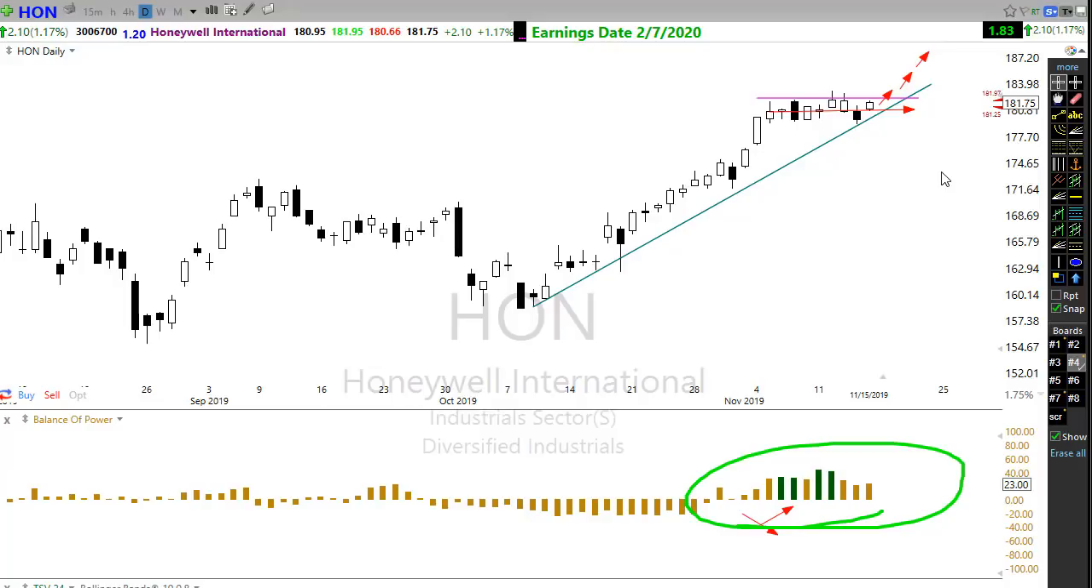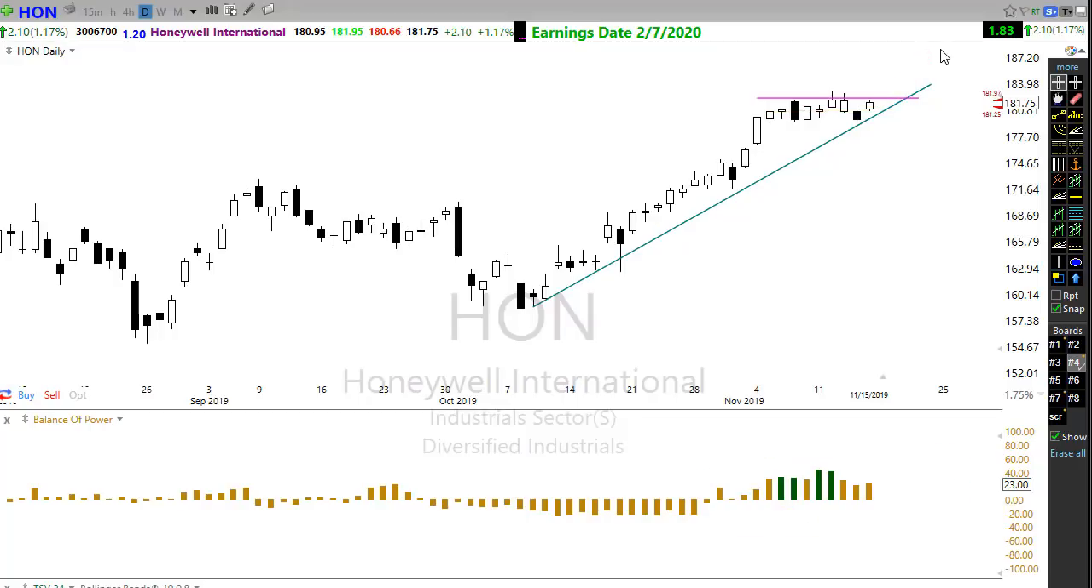Now, here's the cool thing for us as option traders. What happens to implied volatility during this period right here? Yeah, implied volatility shrinks, meaning that the option prices get cheaper. So if we can catch this move in here, catch that buy, and all of a sudden implied volatility expands, we not only get the price move, but we get the implied volatility spike as well. One of the reasons I love this pattern so much.